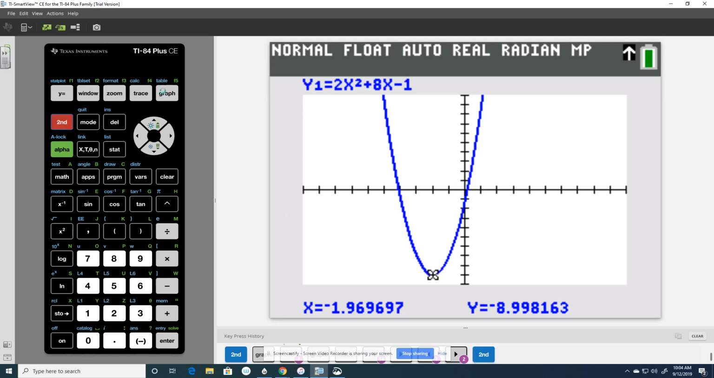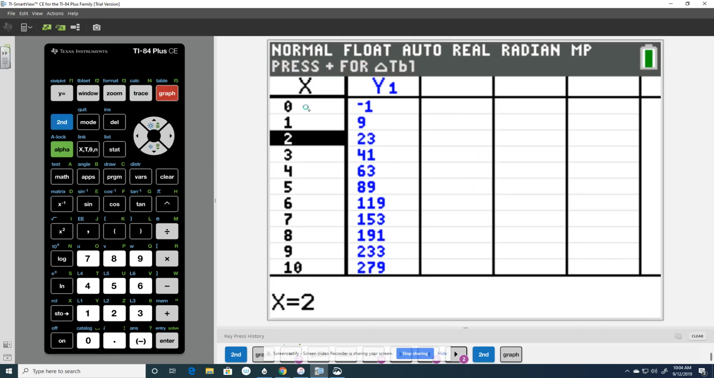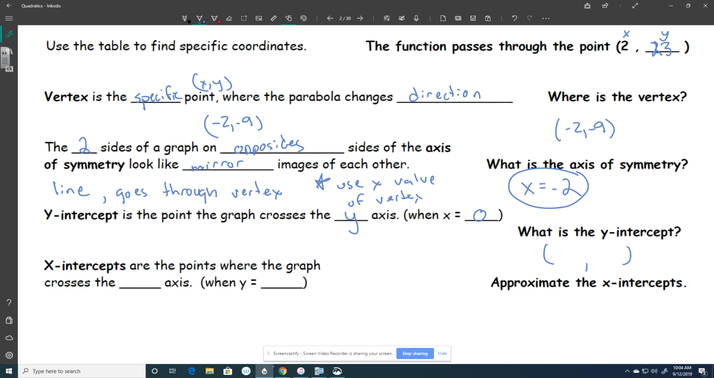So the easiest way to find your y-intercept is to go to the table and find when x equals 0, what does y equal? -1. So when x is 0, y is going to be -1. That's my y-intercept. Now the x-intercepts are the points where the graph crosses the x-axis. That's when y is equal to 0.